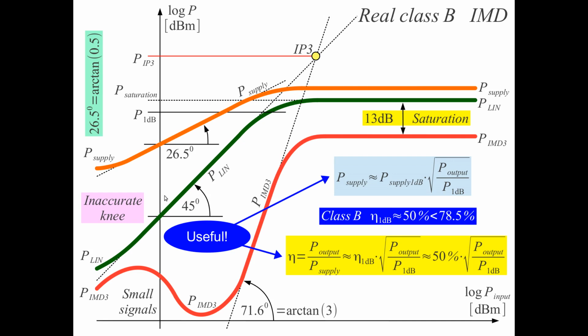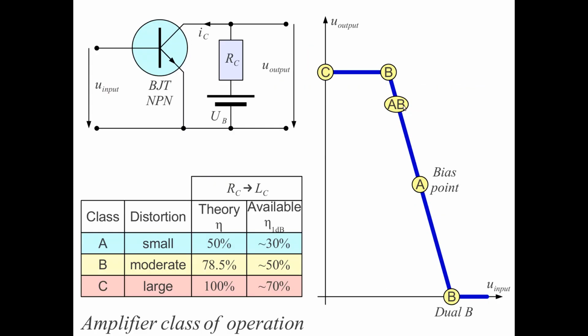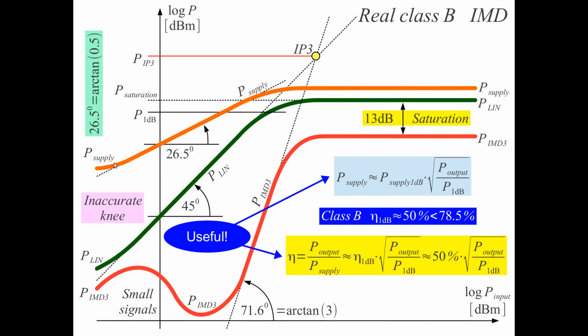So an inaccurate knee, or also this problem is worsened by an inaccurate setting of the operating point of class B. Actually, both the curves of the power supply and the linear power deviate from what we had before. In fact, most class B amplifiers are really class AB amplifiers. At very small signals, they turn into class A around this point here, and so these curves rise up. Also, the power supply tends to become flat here, and the linear power slightly increases because class A has more gain than class B.